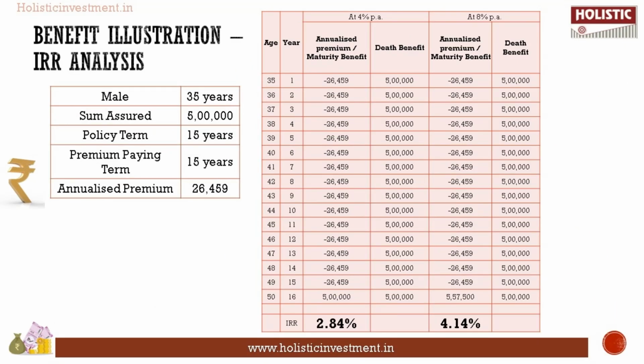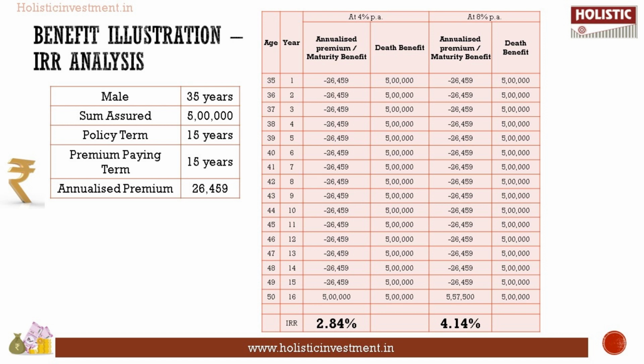Now let us evaluate the performance of LIC Aadhaar Stambh by calculating the internal rate of return. This will help us to compare the return of LIC Aadhaar Stambh with other investment returns. A 35-year-old male buys LIC Aadhaar Stambh for a sum assured of rupees 5 lakhs. The policy term and the premium paying term are 15 years. The annualized premium is 26,459. In preparing this illustration, it is assumed that the projected investment rate of return that LIC will be able to earn throughout the term of the policy will be 4% per annum or 8% per annum.